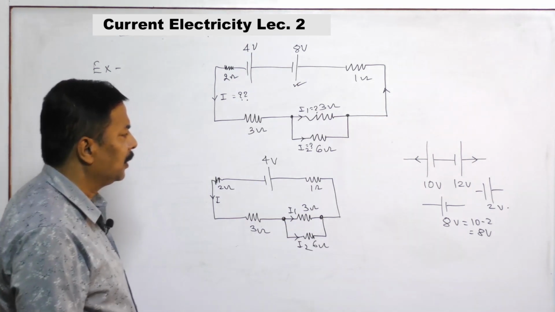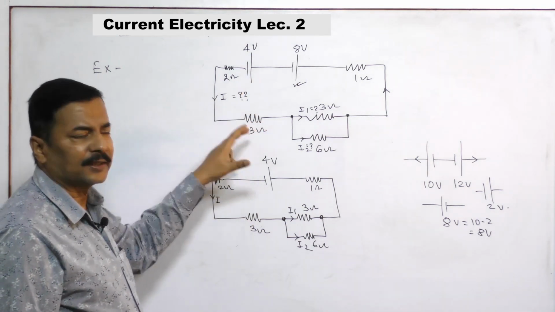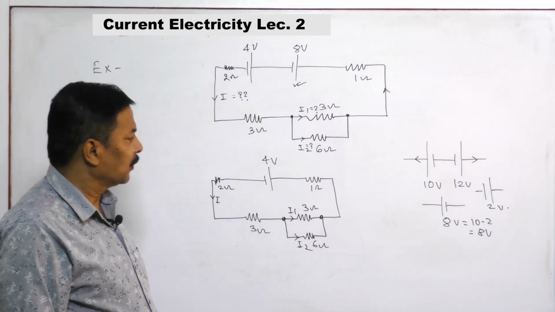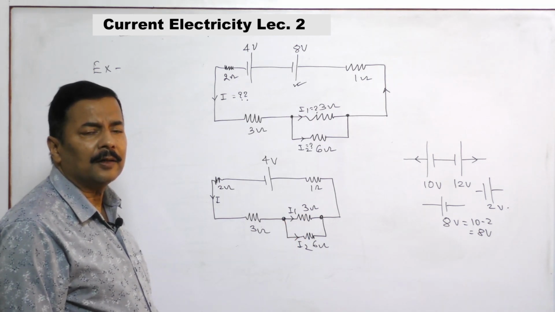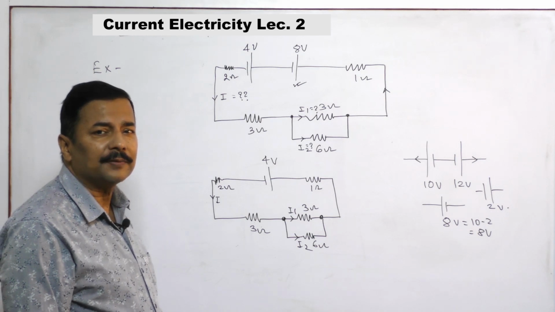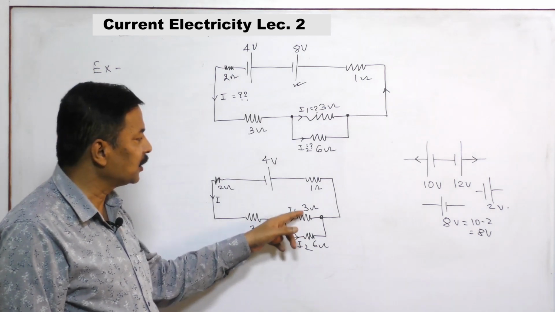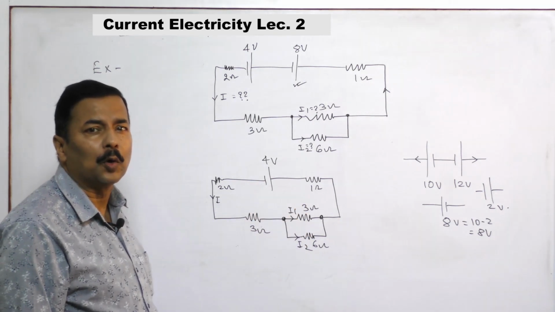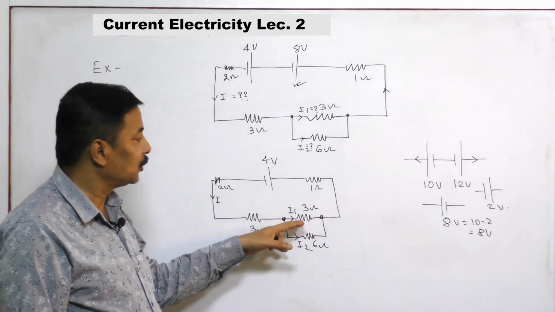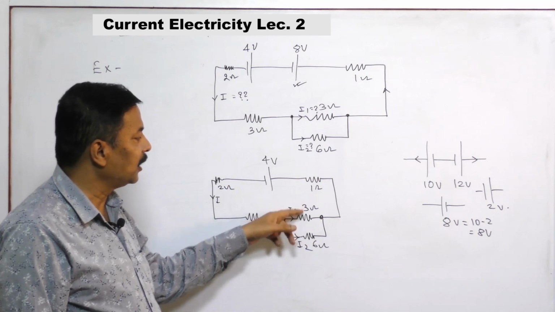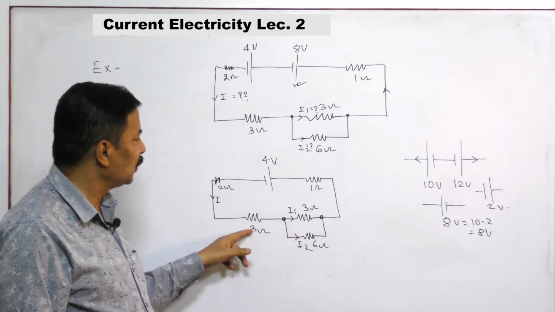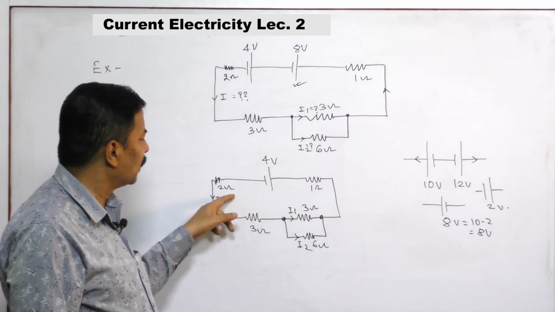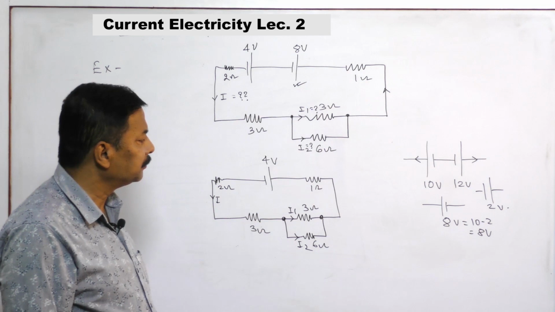Now if you simplify this, you see these are in parallel. So, two resistors in parallel. What will be the equivalent resistance? I have said product by sum. Product is 6 into 3 is 18, by sum 9. So 18 by 9, that is your 2 ohm. So it is 2 ohm, it is 3 ohm, it is 2 ohm, it is 1 ohm.